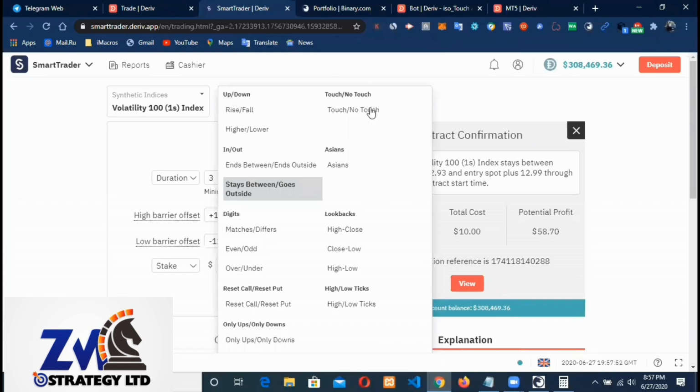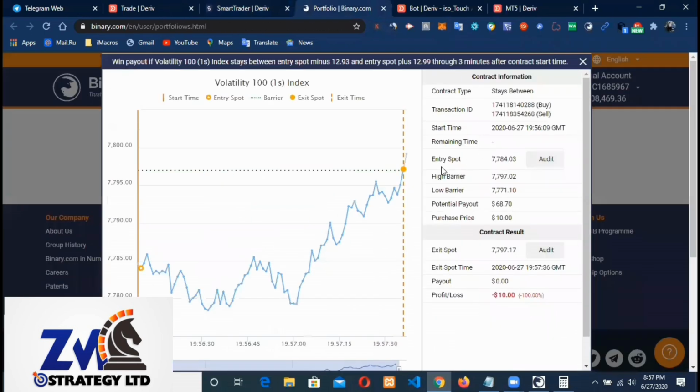adjust to be wider than the rest two, which are the high and lower and the touch and not touch. So you can see that immediately the market touched the barrier. You can see that the market closed and we are at a loss.